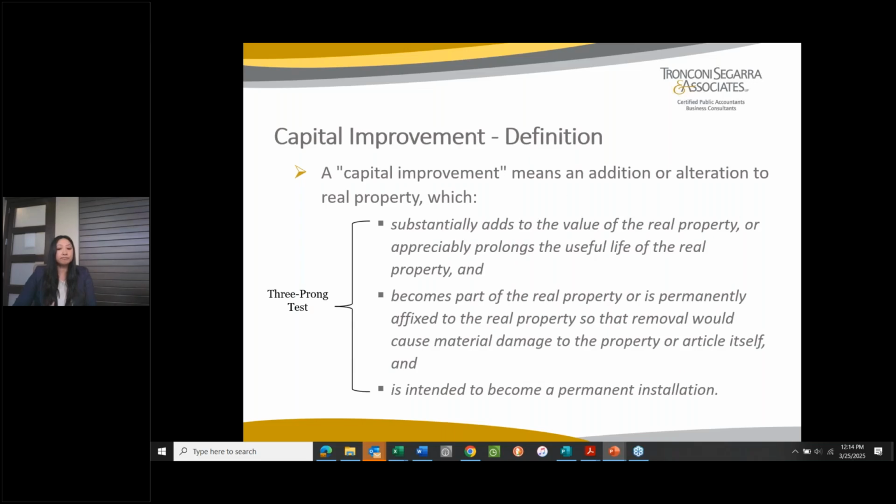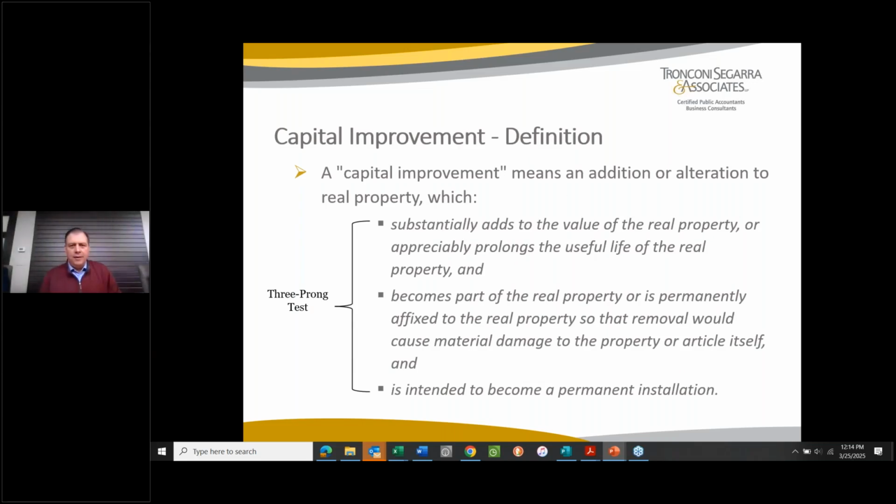Okay. Thanks, Kaitlin, for that discussion between TPP and real property.